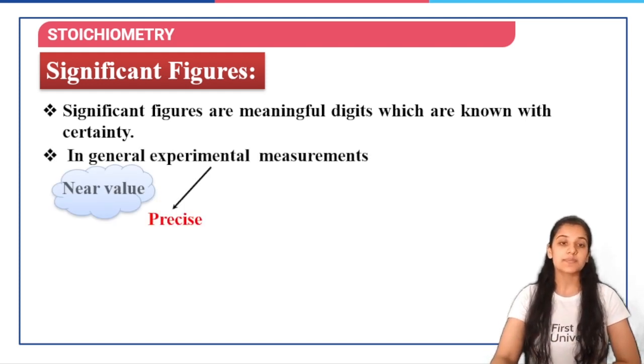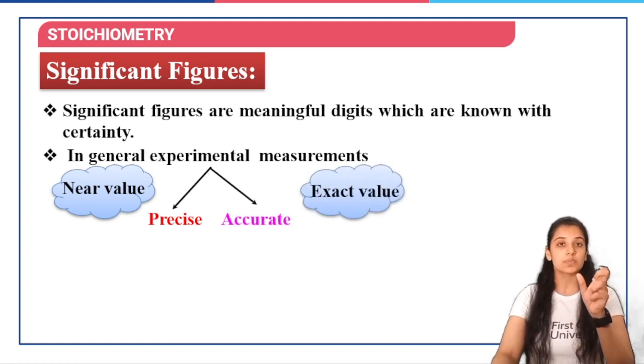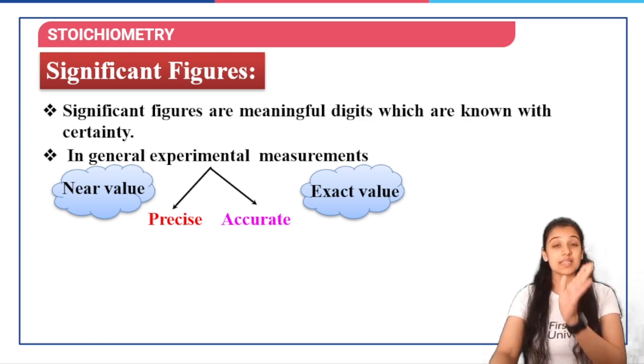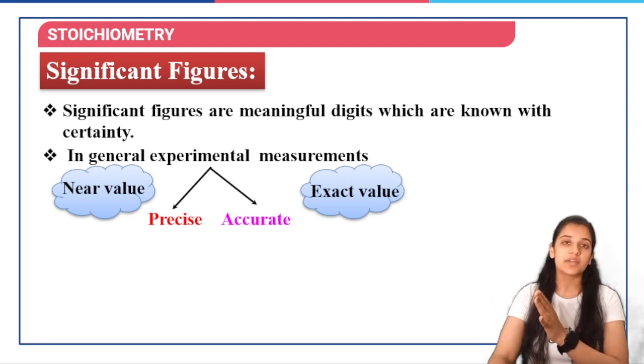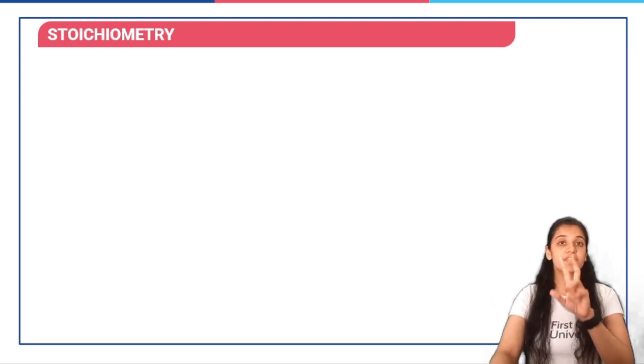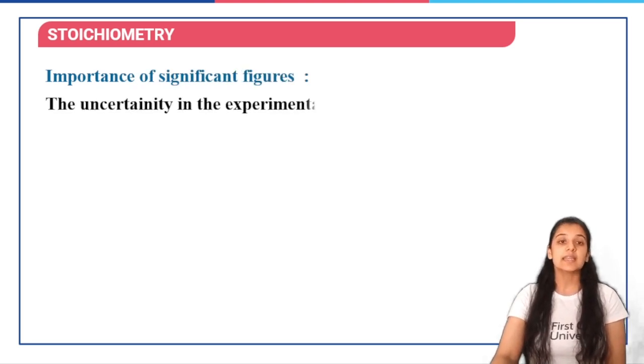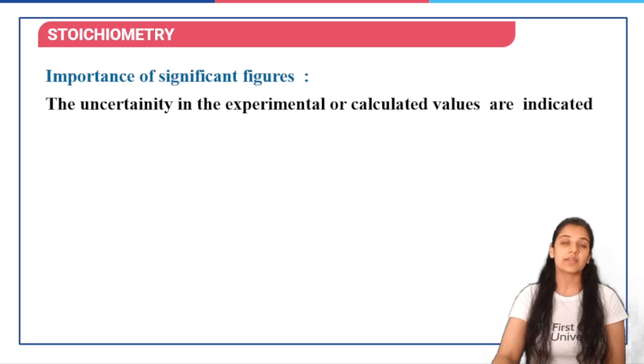So in general, the experimental measurements that are done can be precise or accurate. Precise means it is going to be near about the value that is expected. Accurate is it's going to be exactly the value that we expect as an answer. So that's the difference between precise and accurate. These are two very, very important concepts that you will learn in mathematics also. Now, what is the importance of significant figures? The uncertainty in the experimental or calculated values are indicated by significant figures.